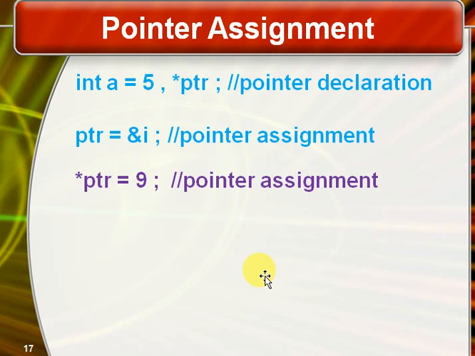Pointer assignment. int a = 5, and the pointer variable declaration. ptr = &a is pointer assignment. *ptr = 9 is also pointer assignment, meaning store the value 9 at this address. One is an indication of value, the other an indication of address.